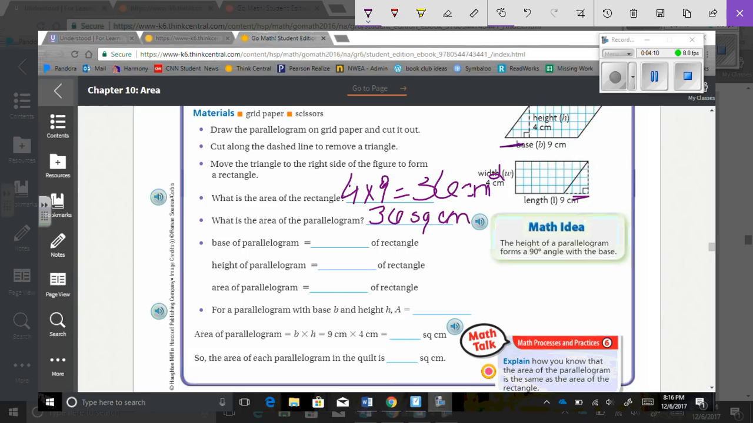So the base of the parallelogram, that base is that length, okay? That is going to be the same. The base and the length are the same thing. So the base of the parallelogram is the length of the rectangle. The height of the parallelogram, even though it was the height here, it's the same thing over here, which is just going to turn into the width of a rectangle.